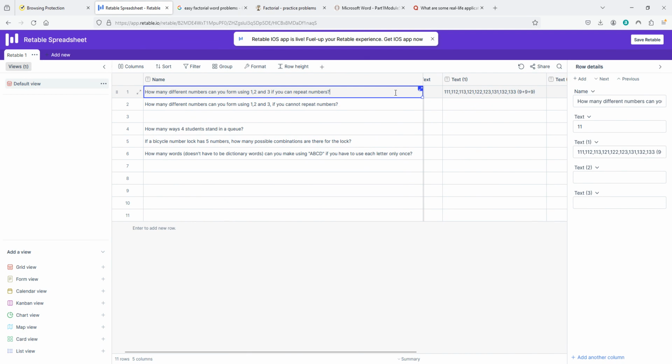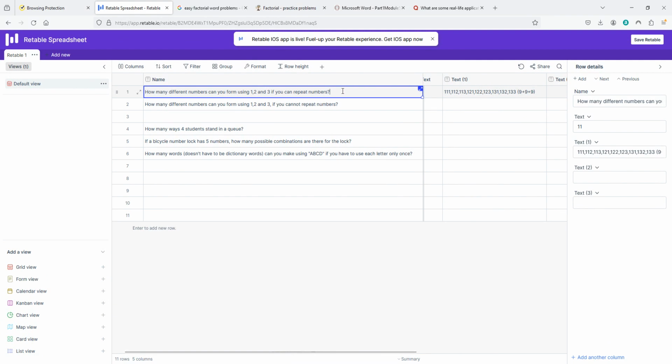What if you had 5 numbers? When you can repeat the numbers, there is an easy way to think about this: see how many numbers there are. There are 3, and we are looking at 3 possible positions. So you can multiply 3 into 3 into 3, and then you get the answer. 3 into 3 into 3 is 27.